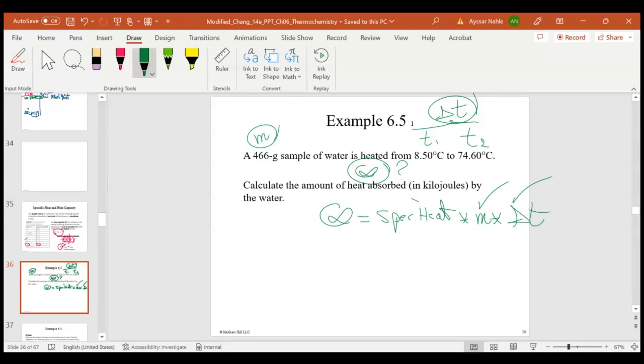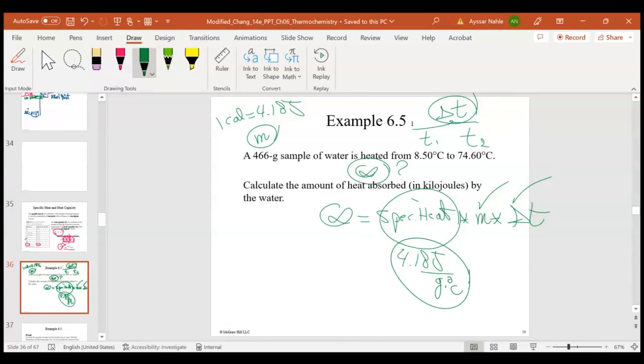If I want to change it to joule, how much will it be? 4.18. Remember in here that every 1 calorie is equal to 4.18 joules. So now, specific heat for the water is going to be equal to 4.18 joule per gram per degree Celsius.